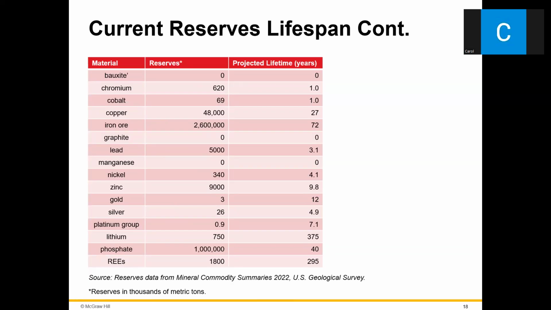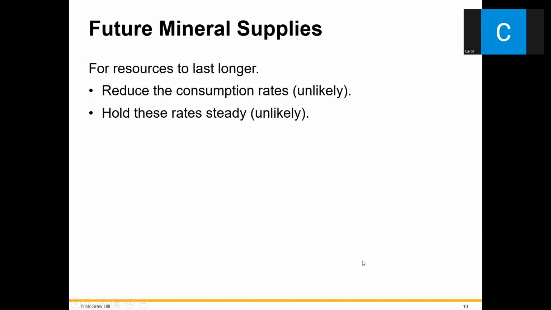Once the value goes up, then all of a sudden it becomes more economic to go after those low grade ores, those less concentrated ores, because you're making money off of digging it out where you wouldn't have before. The other way to do that is to play with the demand side, which is don't use as much, which is a nice thought, but very unlikely.